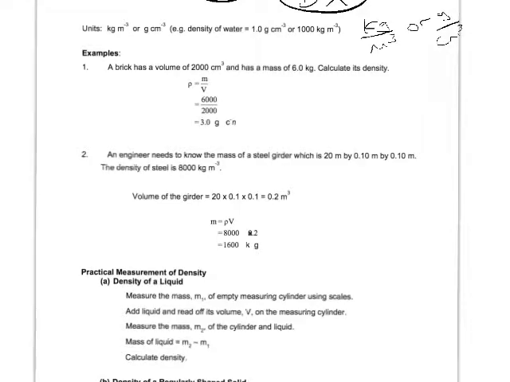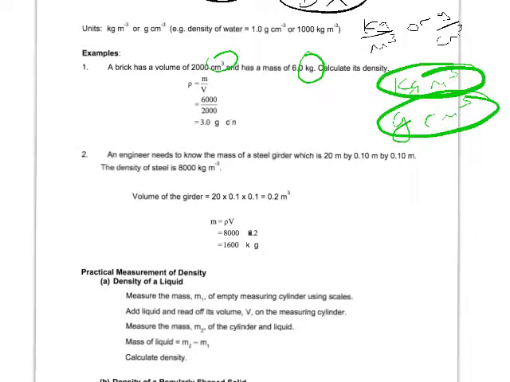Okay, so an example here: a brick has a volume of 2,000 centimeters cubed and its mass is 6 kgs. We actually want to keep these things the same. So in other words, we want to have either kg and meters cubed or grams and centimeters cubed. So they have to be in those groups. So how about we make this into grams and centimeters cubed. So we need to convert that one. So that one actually then converts to 6,000 grams divided by 2,000 centimeters cubed.